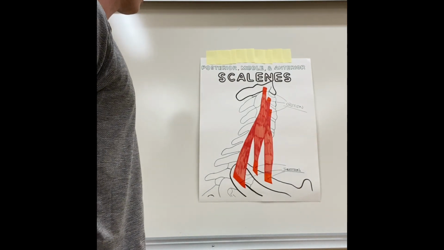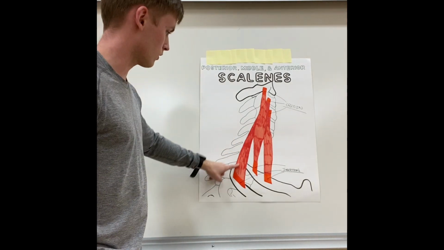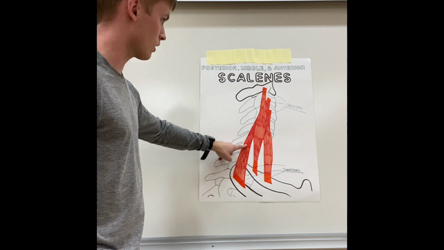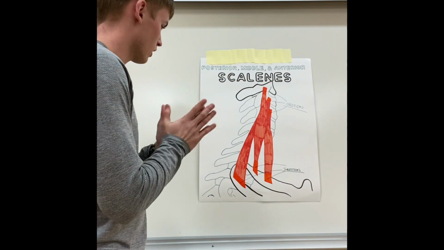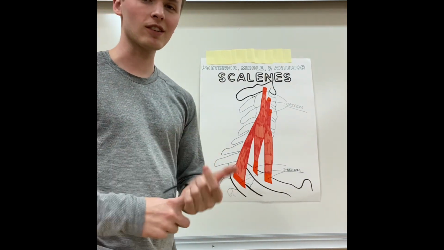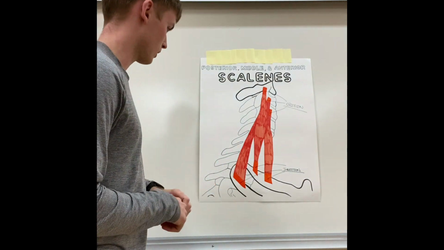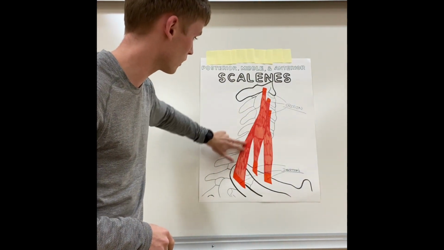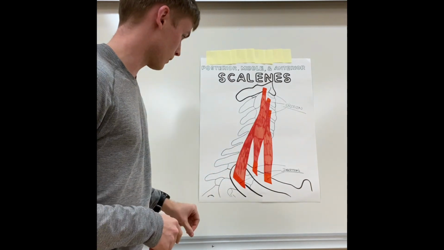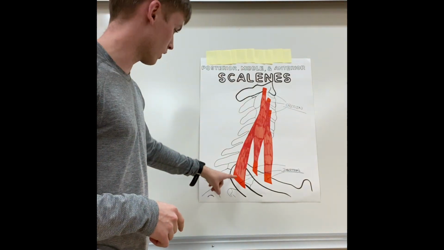So first the posterior scalene, it's going to be over here. The origin of this one is on the posterior tubercles of C5, C6, and C7. You can't see the origins, they're kind of behind here on the vertebrae. Then the insertion point is on the second rib.